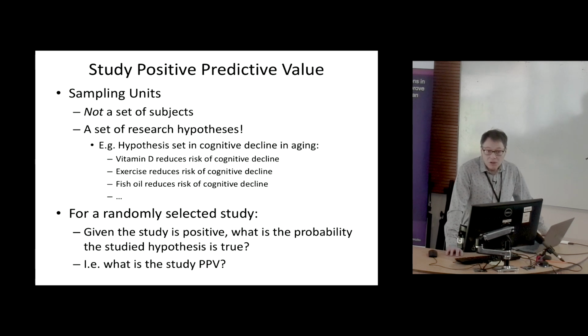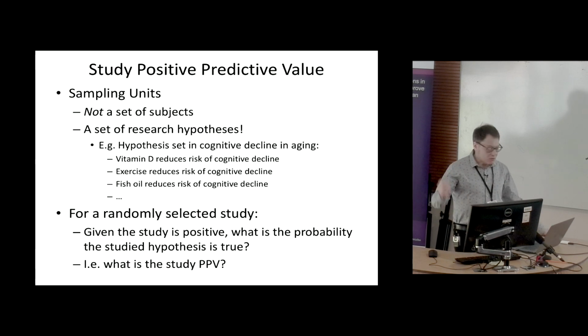Usually when we think about positive predictive value, you go into the hospital, you get a test, and the unit is you, a person. But here, the sampling units are research hypotheses, completely different from how we normally think about it. So you might think about, what is a hypothesis set in cognitive decline of aging? Well, vitamin D reduces the risk of cognitive decline in aging. Exercise reduces the risk. Fish oil. There's a whole population of research hypotheses that we can consider, and every time you read an article, you're kind of reaching into this population and drawing.